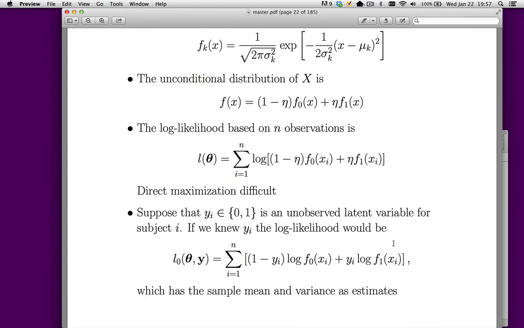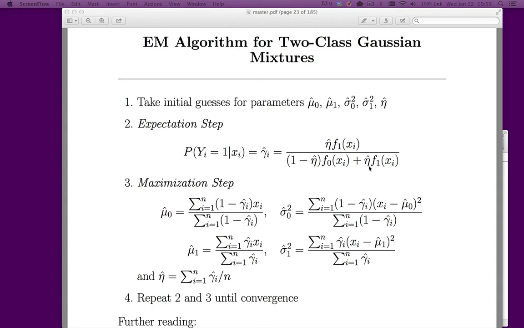I'm not going to talk a lot about the EM algorithm, but I'll just give a flavor of how we're going to do this. It's quite similar to the way we estimated k-means solutions. The idea is we're going to take some initial guesses at these parameters, so we're going to need some starting values. And once we have those starting values, we're going to go back and forth between trying to figure out which class an observation comes from.